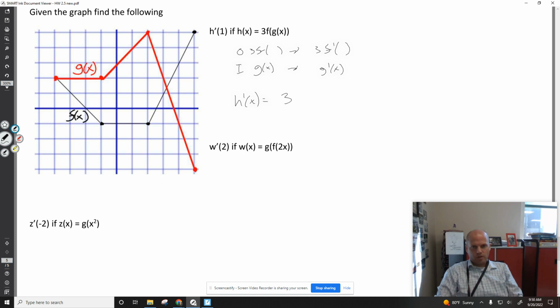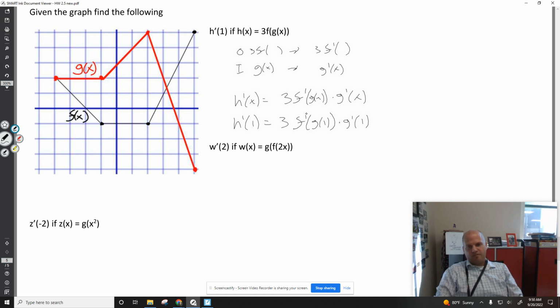Okay, so this is 3f prime of what starts in the parentheses, stays in the parentheses, g of x. All right, plugging in 1. This is where we get a little bit complicated, so just pay attention.